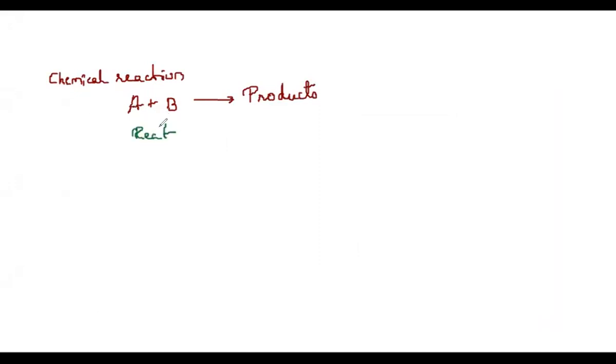So we know that a chemical reaction means, when we speak about a chemical reaction, we have reactants which are forming products. Let me write it like this. This is my reactants, and these are products. So in the beginning, the concentration of the reactants will be more.